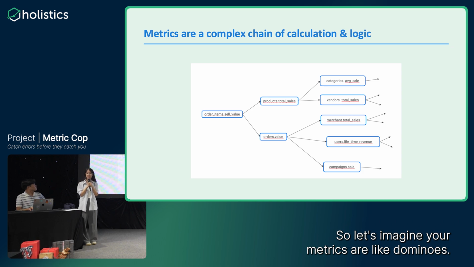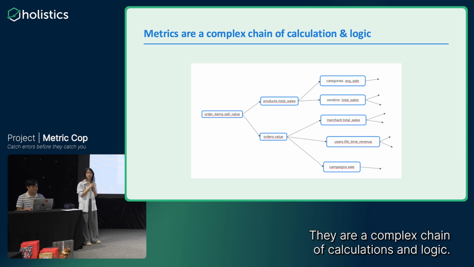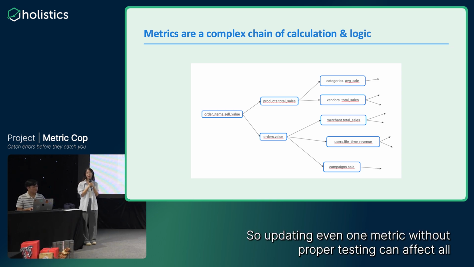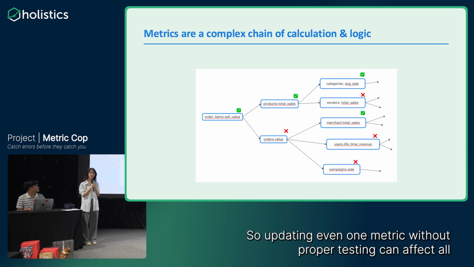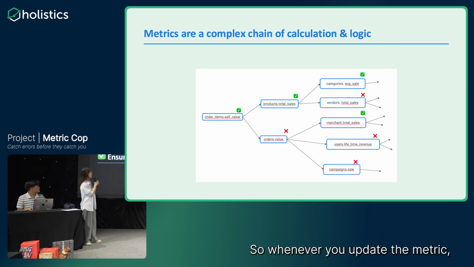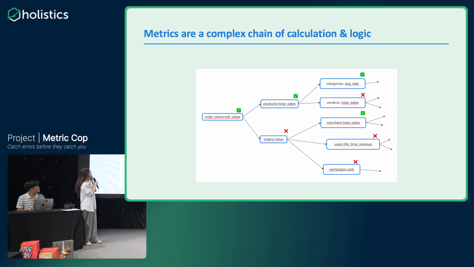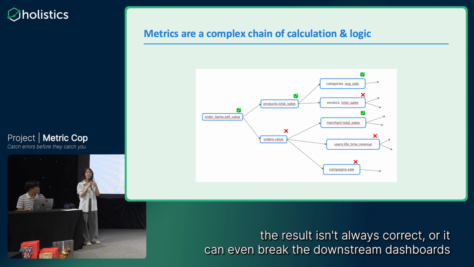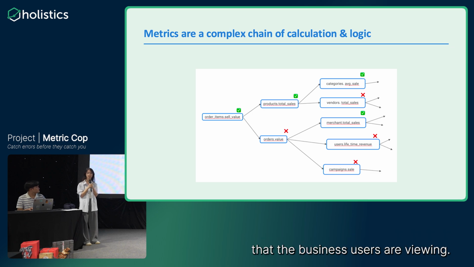So let's imagine your metrics are like dominoes. They are a complex chain of calculations and logic. Updating even one metric without proper testing can affect other downstream items negatively. So whenever you update a metric, the result isn't always correct, or it can even break the downstream dashboards that the business users are viewing.